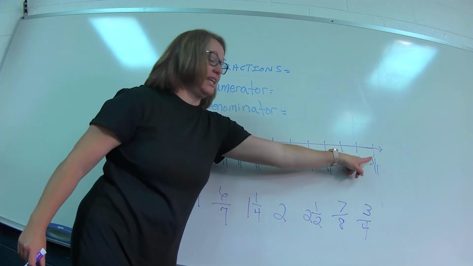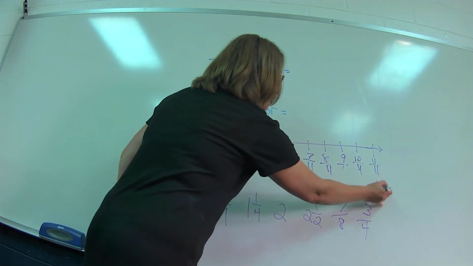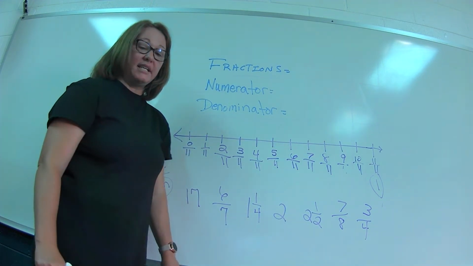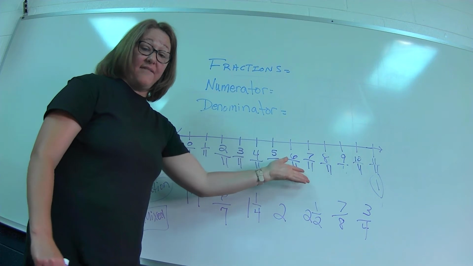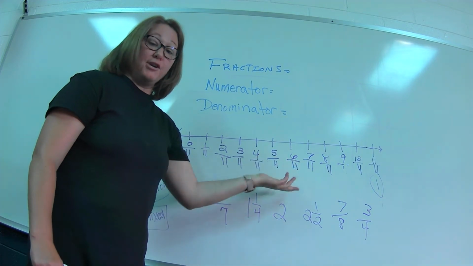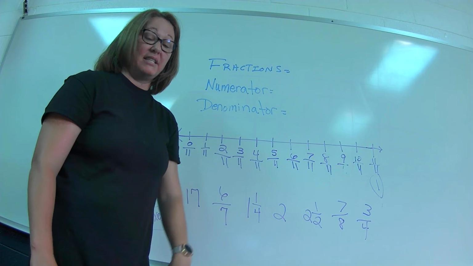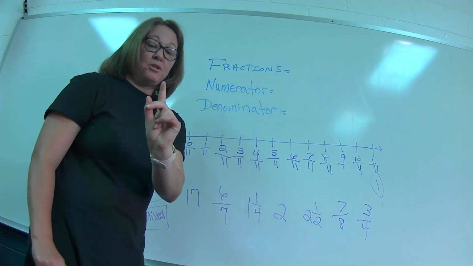That means I used 11 pieces out of the 11 available, and therefore I used the whole thing. That is equal to 1. Anytime my numerator is the same as my denominator, whether it's 11/11 or 100/100 or even 1,000 over 1,000, that simply means I used everything available and it equals 1 whole.